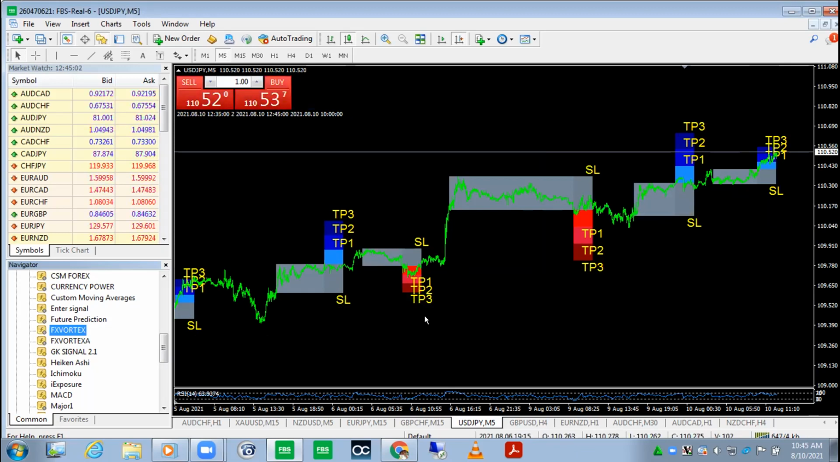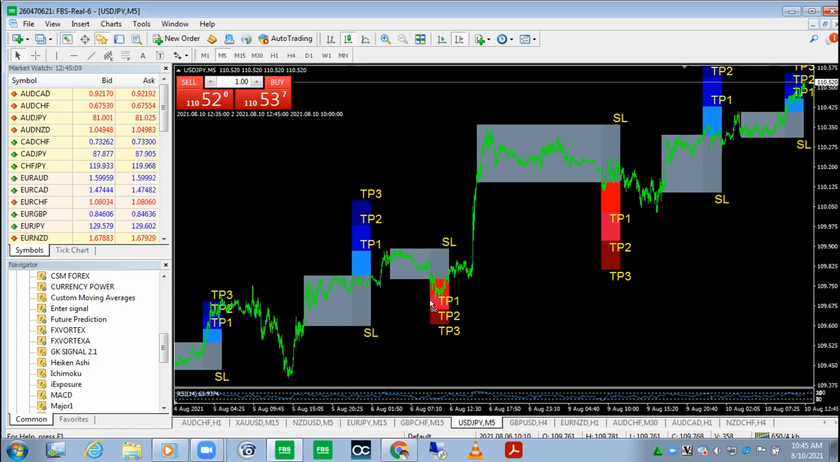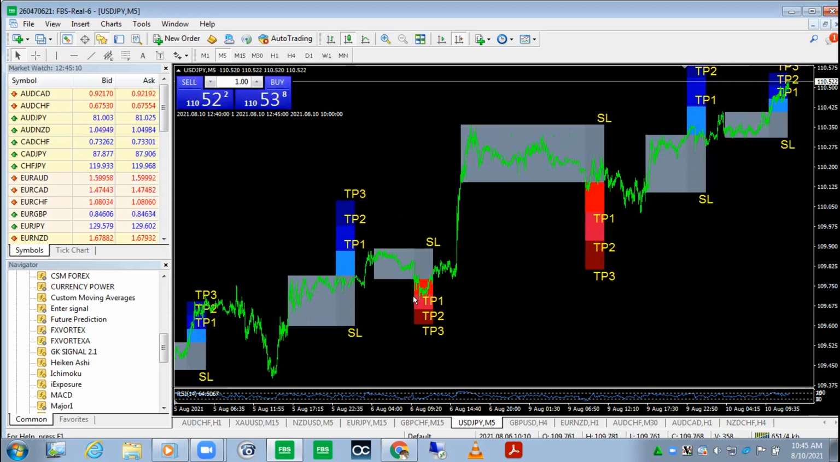So that is it. FX Vortex A tends to trade in a more aggressive manner. And I will suggest that if we are trading, we just use the FX Vortex. That's the conservative one, not the aggressive FX Vortex A.